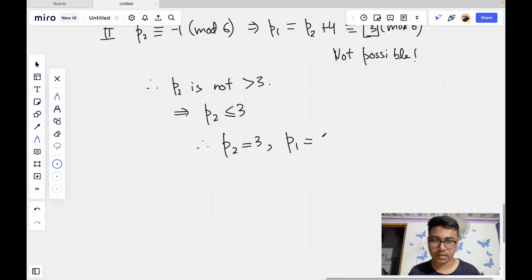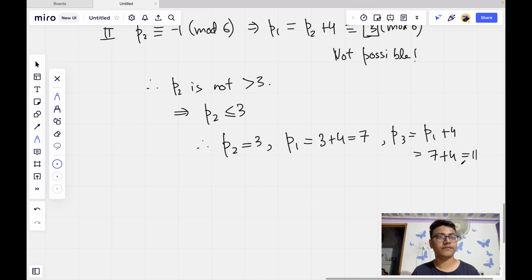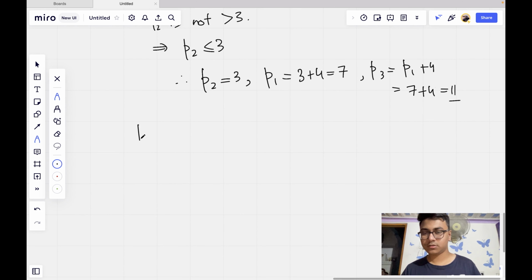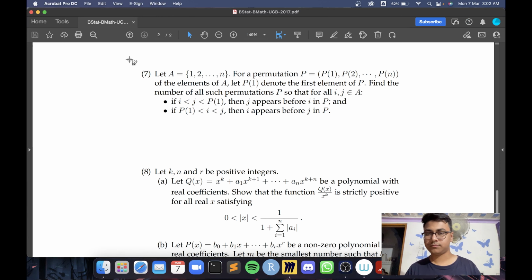And then we get P1 equal to 3 plus 4 equal to 7, which is again a prime, luckily. And P3 is P1 plus 4 equals 7 plus 4 equal to 11. So this is a prime again. So the only possible values are P1 equal to 7, P2 equal to 3, and P3 equal to 11. This is our answer. We're done with the 6th question as well. Move on to the 7th question.